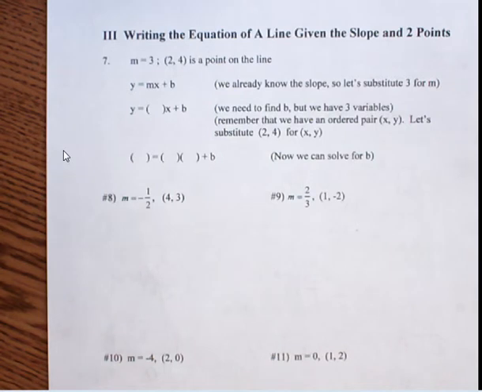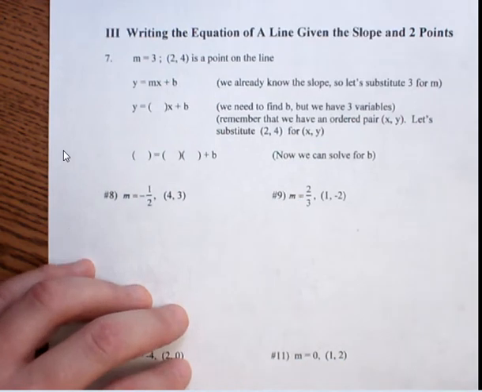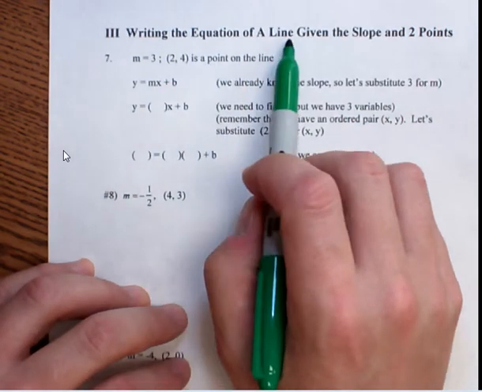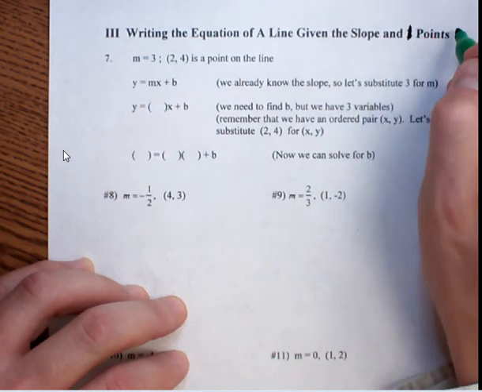Okay, so now we're on the second page here, and we're going to change this up a little bit. On the last page, we looked at if you have a graph, how you can find m, how you can find b. This time I'm going to give you different information. Writing the equation of a line given the slope, and this should say 1 point. So it's just 1 point.